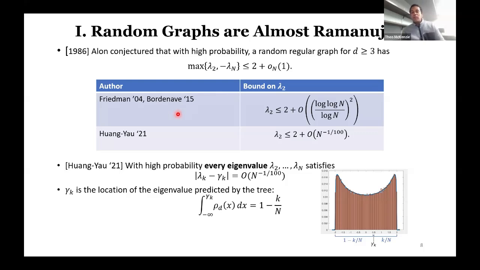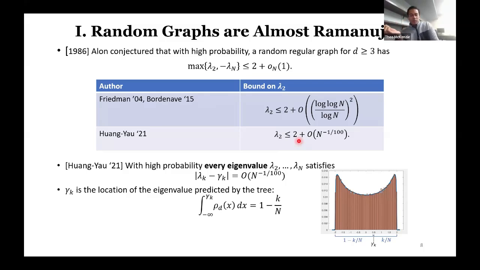Specifically, if you follow the proof, what he shows is that the second largest eigenvalue, with high probability, is at most 2 plus O of something like 1 over polylog n. And this was given an alternative proof by Charles Bordenave, also using different types of trace arguments. Later on, my collaborators, Jiaoyang Huang and Horng-Tzer Yau, improved this to show that, in fact, the second largest eigenvalue is at most 2 plus 1 over polynomial.